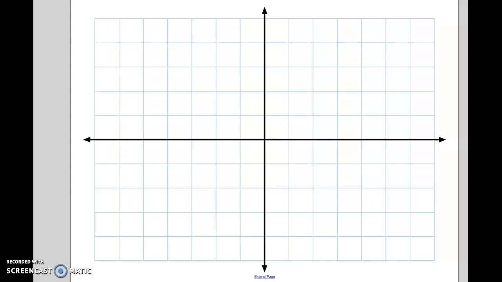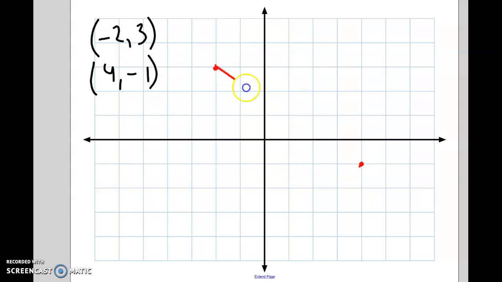Okay, I'm going to show you guys how to calculate the distance between 2 points. For example, say you had two ordered pairs, -2, 3, and let's say 4, -1. If you were asked to find the distance between those 2 points, you first plot them: -2, 3, and 4, -1. The question is, what is that distance?